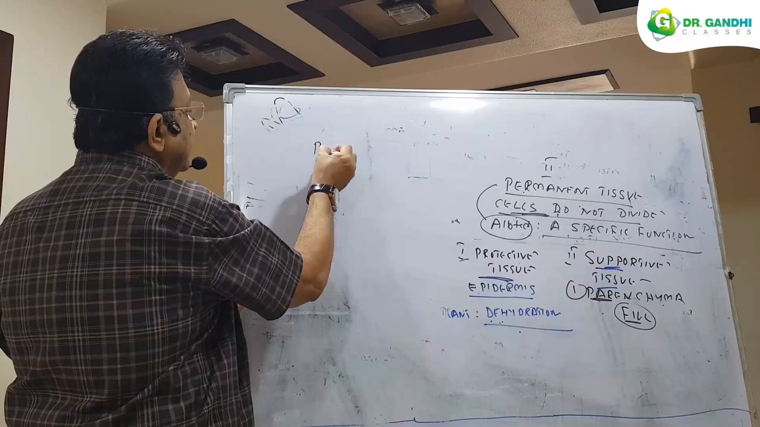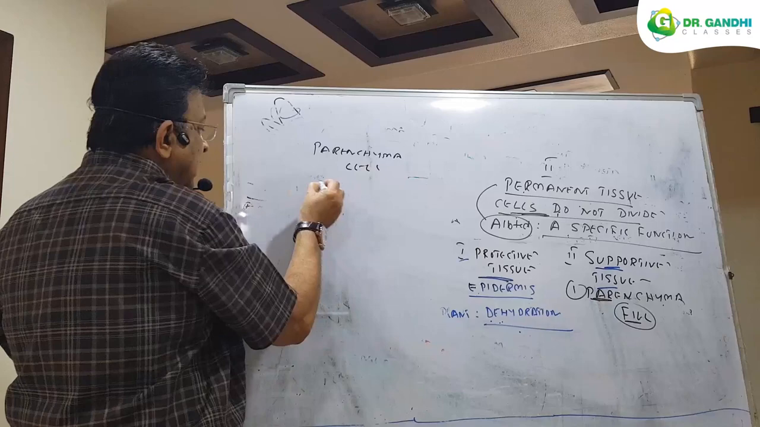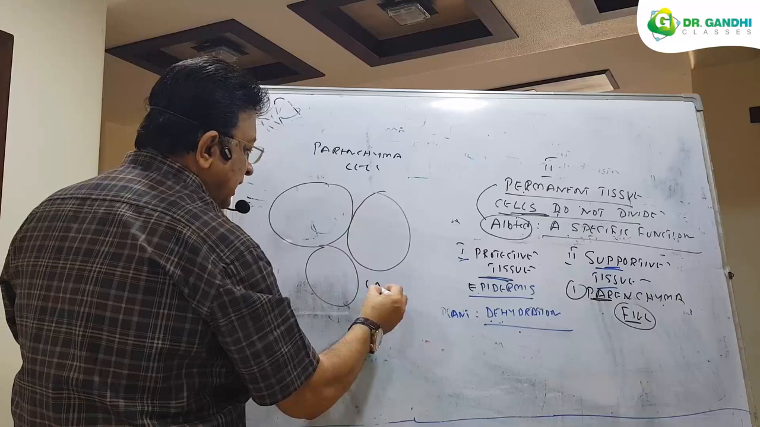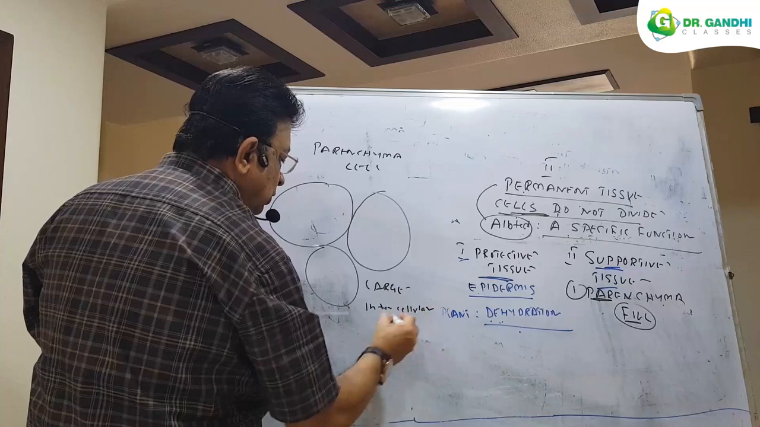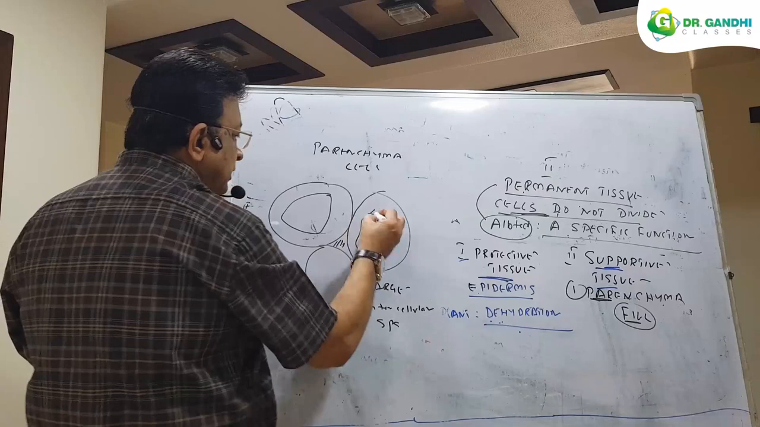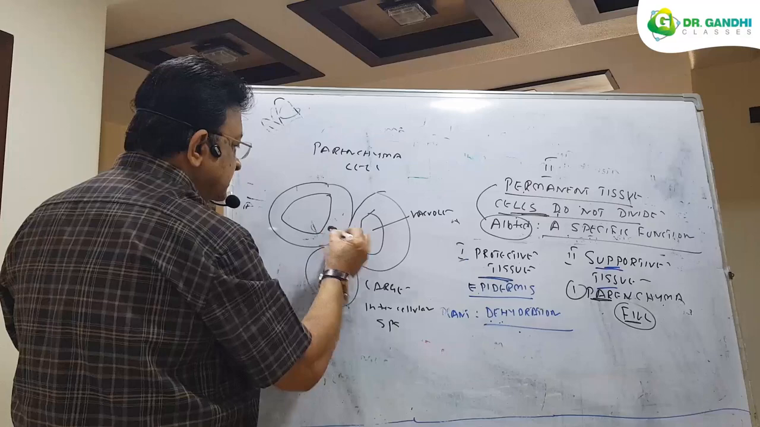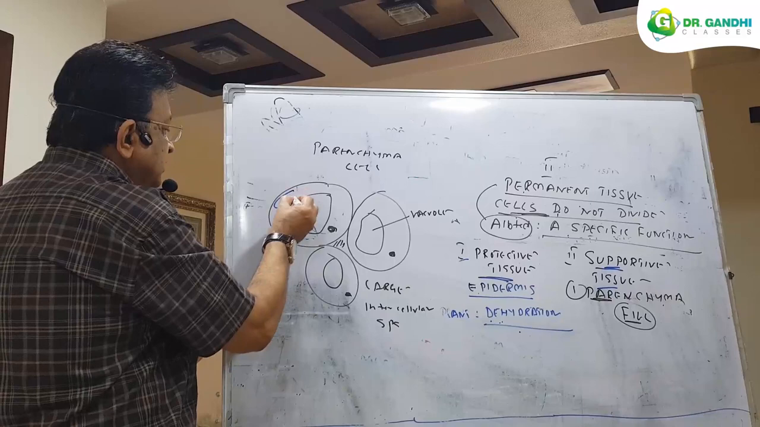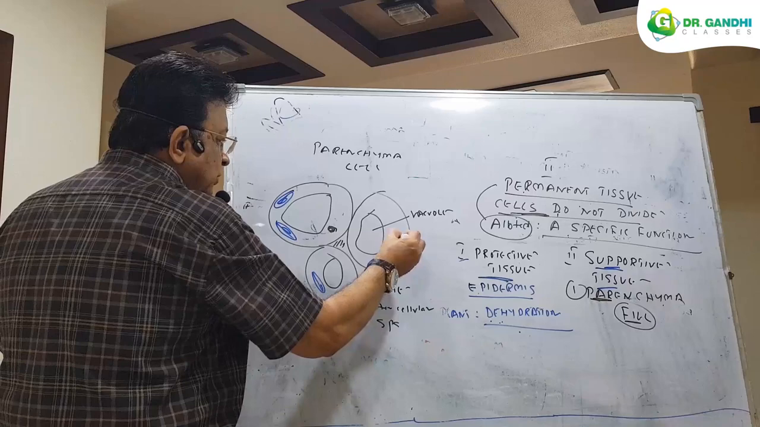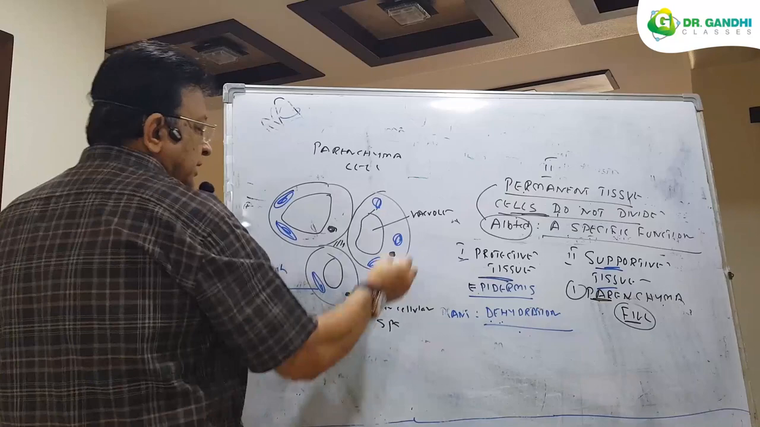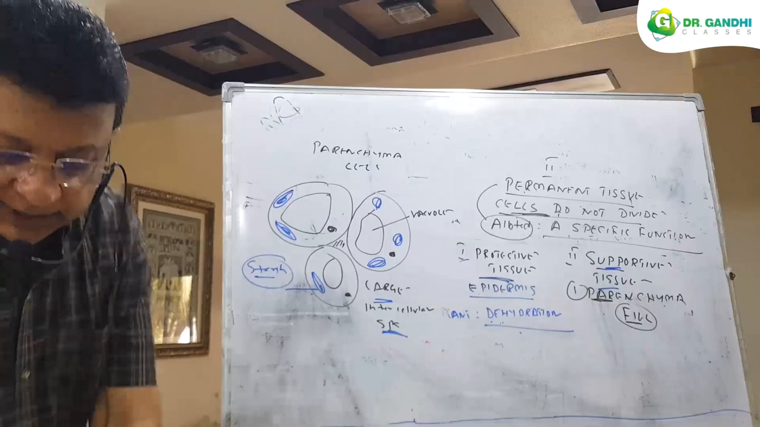So I am now drawing the parenchyma cells. So the parenchyma cells are large. So look here, they are large. So the cells are large. They have intercellular space. Look here, they have intercellular space. This then is the vacuole. This then is the large vacuole present in all plant cells. This then is the nucleus. And as I told you, it has got starch granules. So you can see there are starch granules. This then is the qualification of parenchyma. Large cells, intercellular space, presence of starch granules. So this is the microscopic picture.